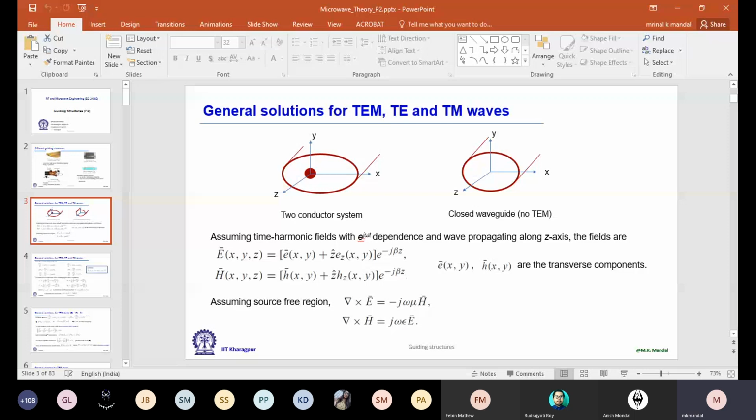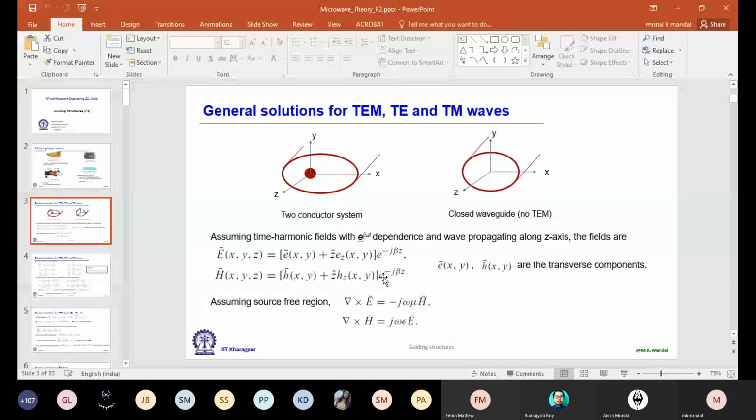If you recall the solution, the phase part looks like e to the power j, then omega t minus k dot r, or k dot r simplifies to beta z if I consider the propagation direction to be the z direction. So remember, from this point onward, we are not considering the e to the power j omega t part. Okay. So we will follow Pozar's notation.